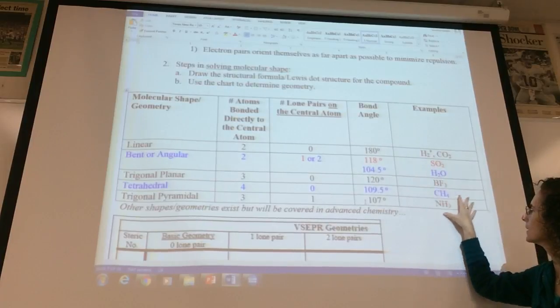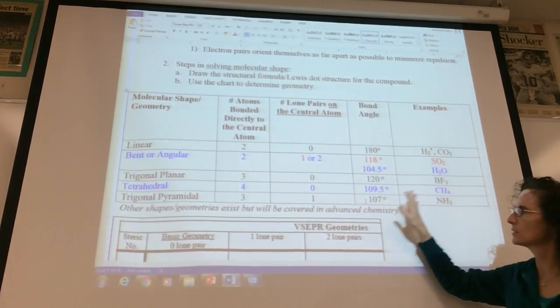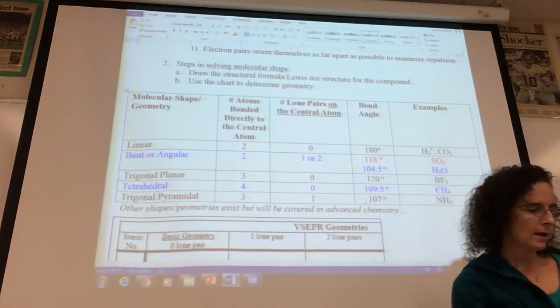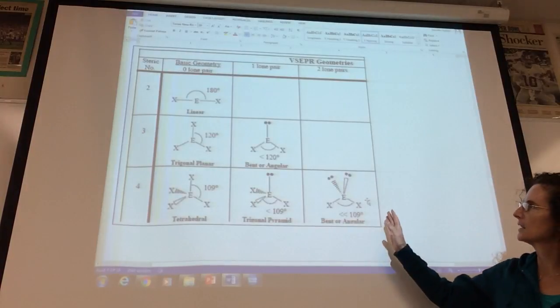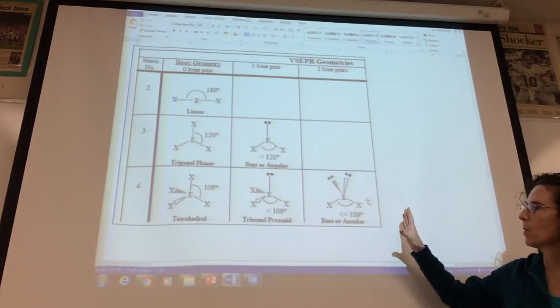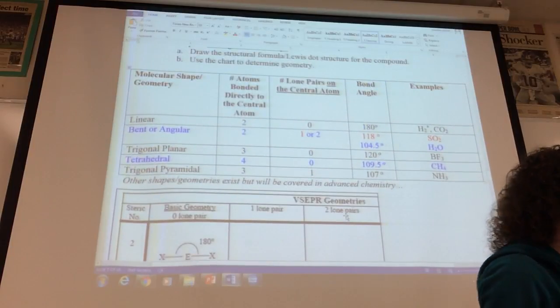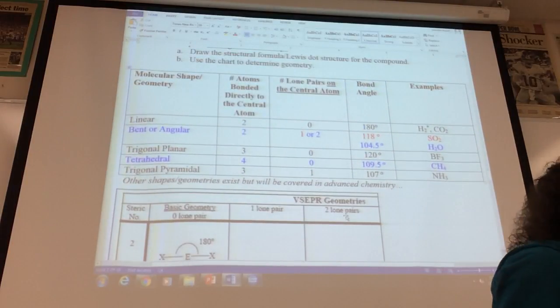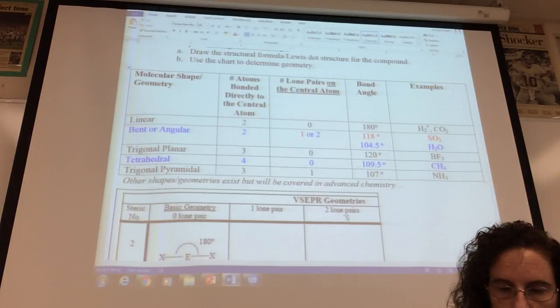I'm going to draw the examples for you, show you what they look like with kids, and then you'll see how we determine the shape. I have included this chart here just to give you an idea on the bond angles, and we'll point this out as we draw. So the first shape that we're going to look at is linear.